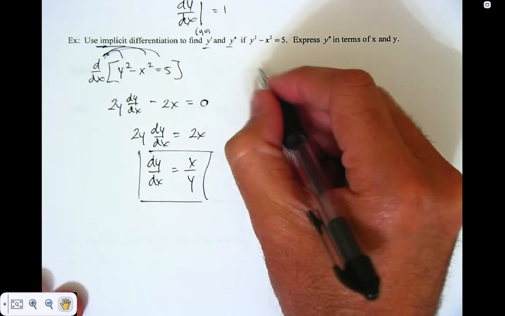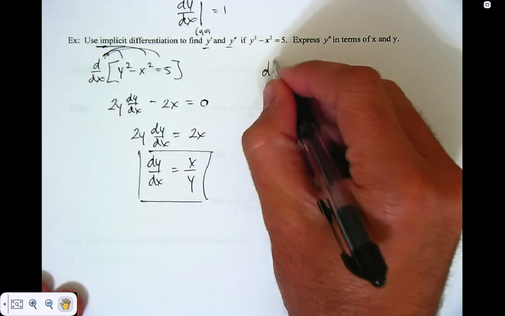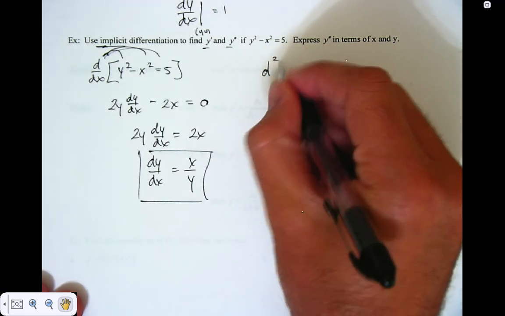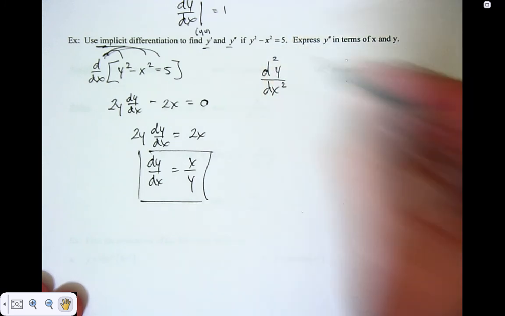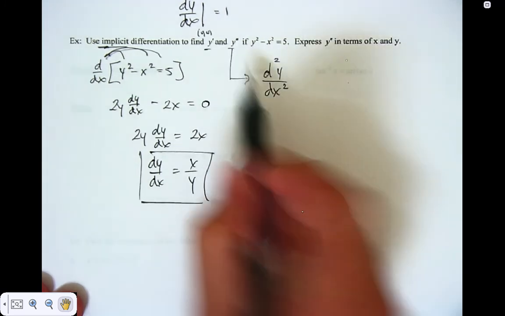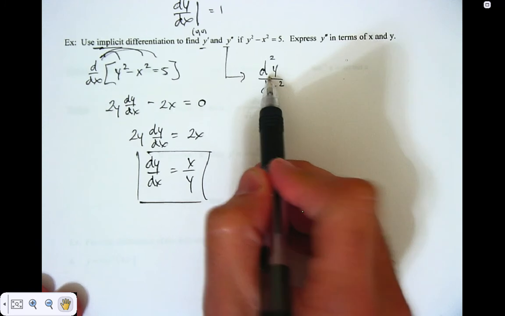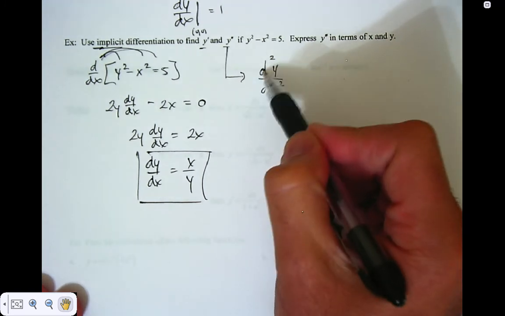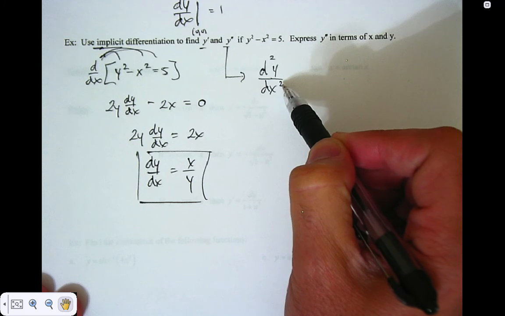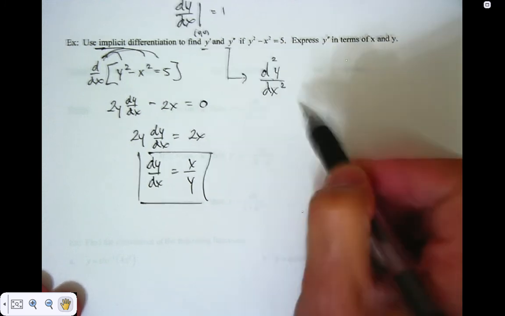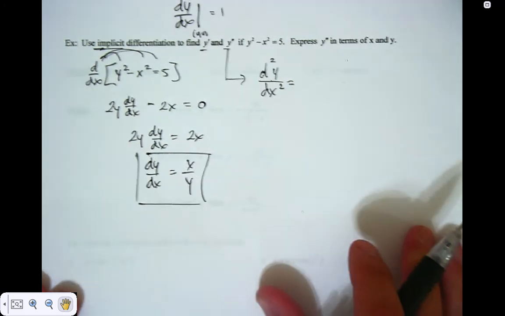Notation here, I'm going to write d squared y over dx squared. So that is the same as this. This reads the second derivative of y with respect to x again. All the 2's mean is that it's the second derivative. Okay, so let's do it.